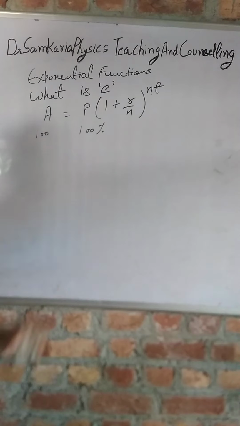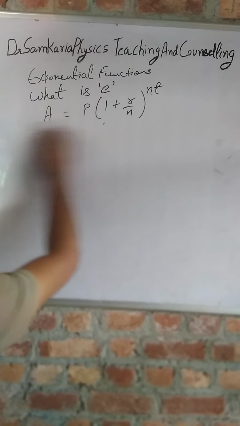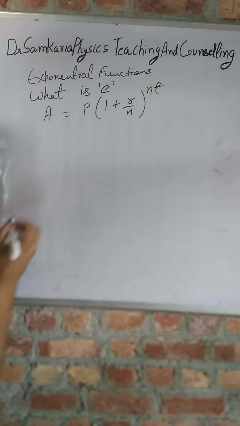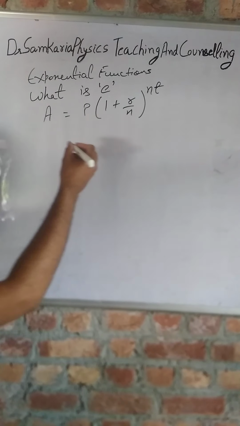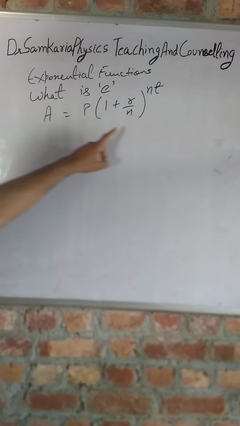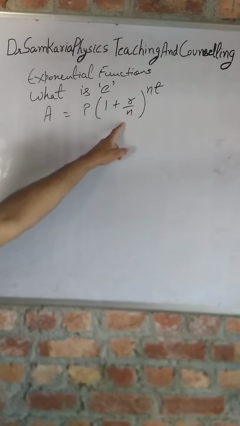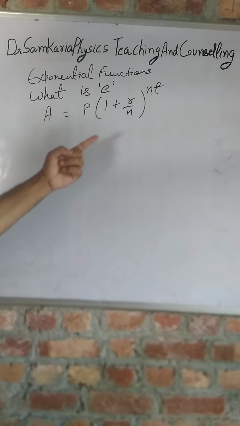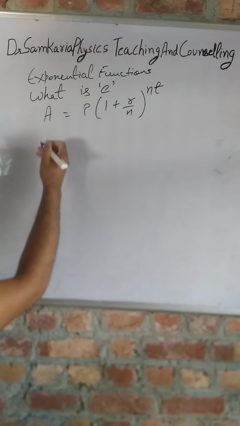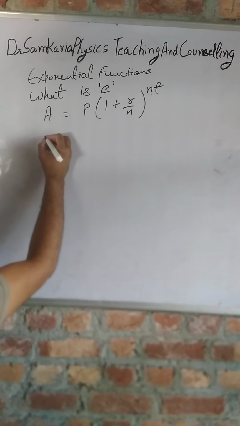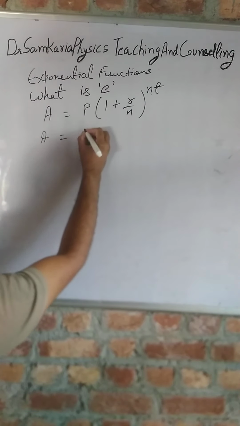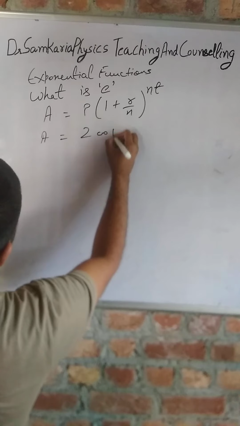So by using this formula, what will be my amount? So you can put in this formula that if my n is 1, n equal to 1 means that the interest is compounded only once. So by using this formula, I will get my amount is equal to $200.